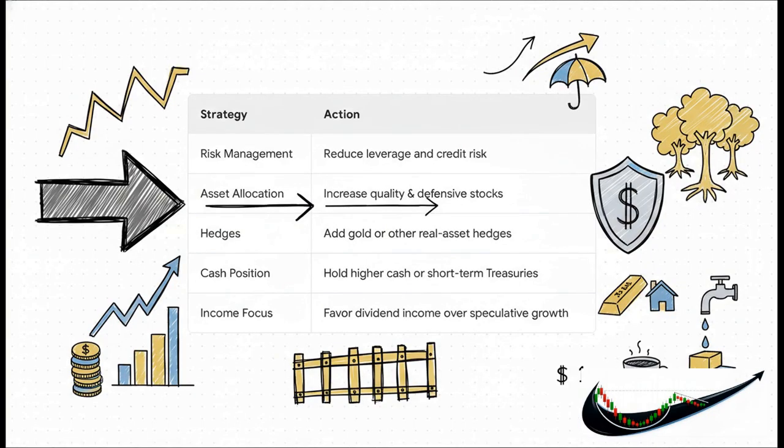This table really sums up the whole strategic shift perfectly. The big takeaway here isn't about perfectly timing the market. Good luck with that. It's about changing your entire posture from playing offense to playing defense. As you can see, the game plan becomes all about reducing risk, boosting the quality of what you own, adding some hedges, and focusing on reliable income instead of risky growth bets.